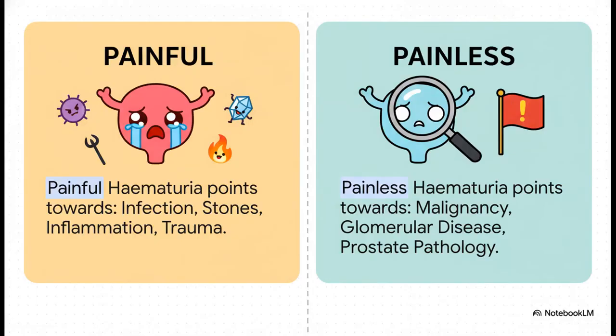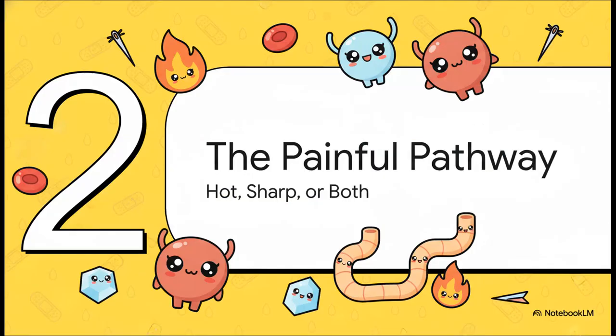And here it is. This is the master key, the most important fork in the road. You have to ask, does it hurt when you pee? Because if the answer is yes, your brain should immediately think of things that irritate and inflame, like infections or kidney stones. But if the answer is no, well, that's when a different set of alarm bells should go off. While it could be a few other things, the one we absolutely cannot afford to miss is cancer. So let's head down that first path together.